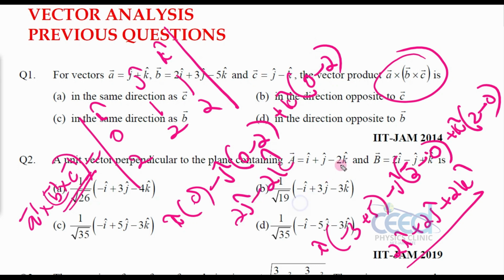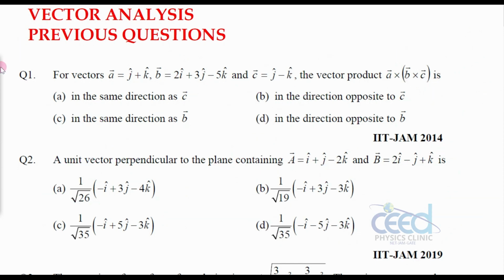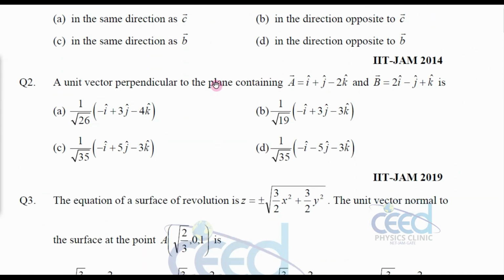So let me take this 2 out, that is J cap minus K cap. This J cap minus K cap is our C, right? So this is equal to 2C. So it is in the direction of C. When you calculate, you are getting 2C, which means this quantity lies in the direction of C. So option A is correct. Alright, now let us go to another problem.